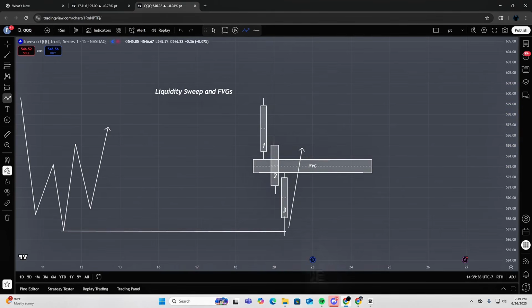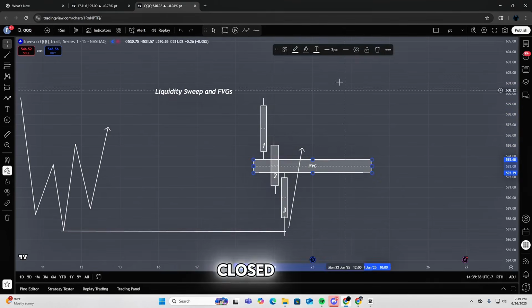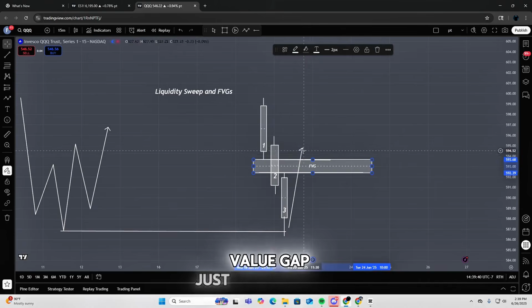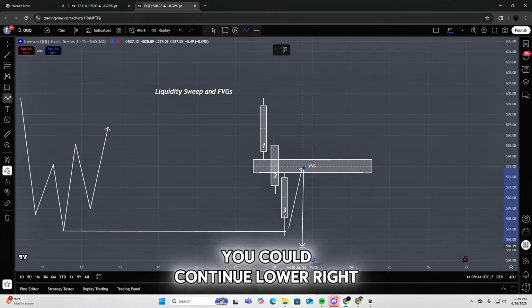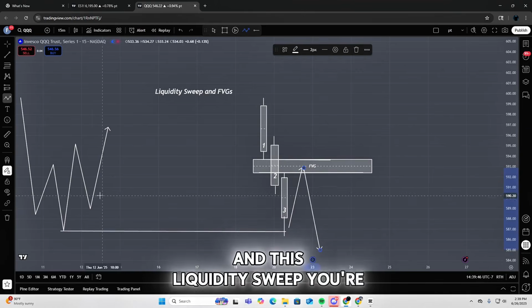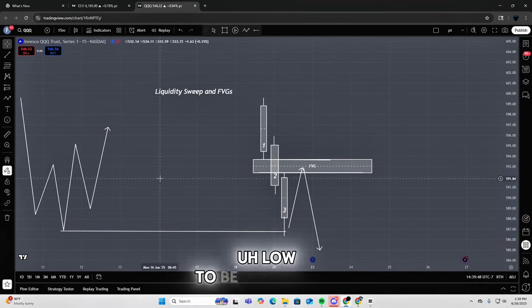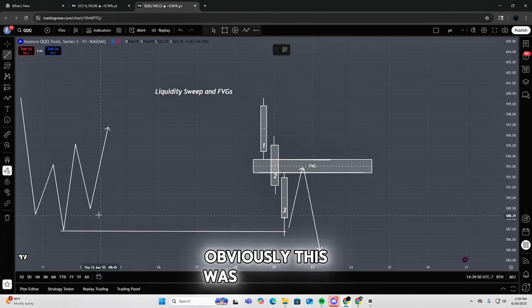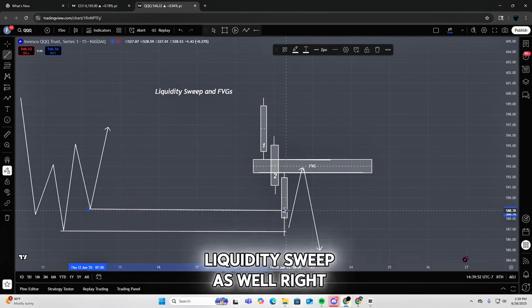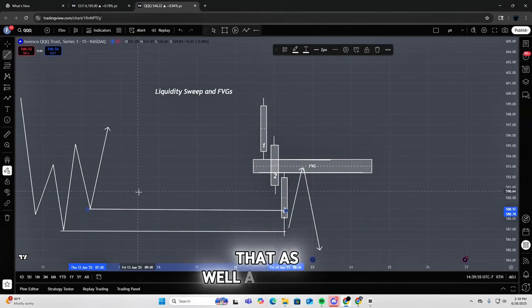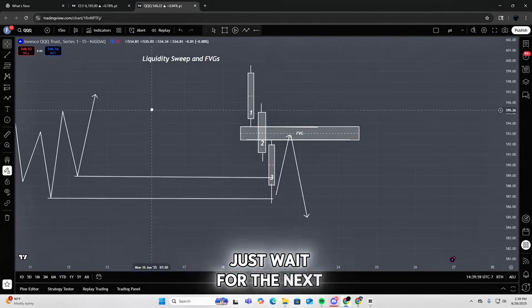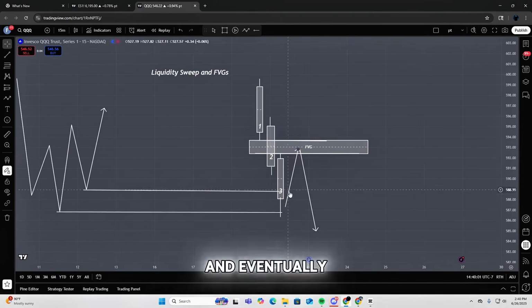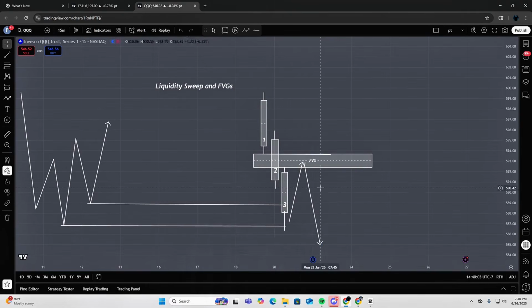However, if this fair value gap never got a candle close, if you see this fair value gap just respect itself, you could continue lower. And with this liquidity sweep, you're just going to have to wait for the next low to be swept. Obviously, this was a previous liquidity sweep as well, so we could call that a liquidity sweep too. You take two lows, and all you've got to do is wait for the next one to get swept, and eventually you're going to find a bearish fair value gap where you inverse.